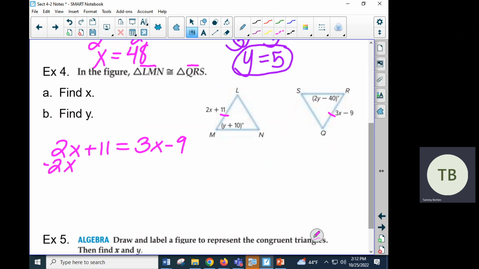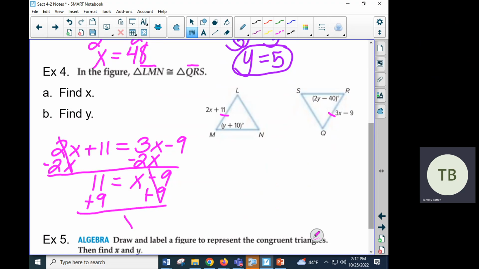So I'm going to bring this 2x over. And I would get 11 equals 3x minus 2x is x minus 9. And then I'm going to add 9. And I would get x is 20. So that goes right here.